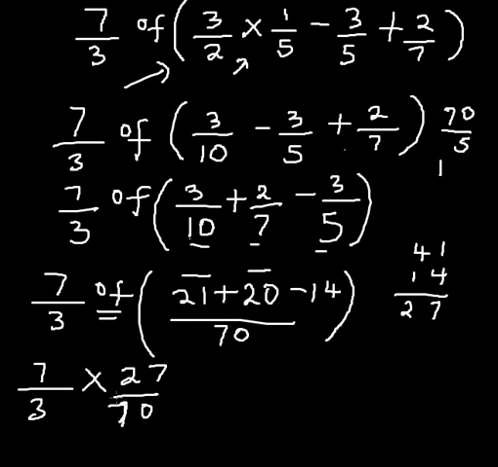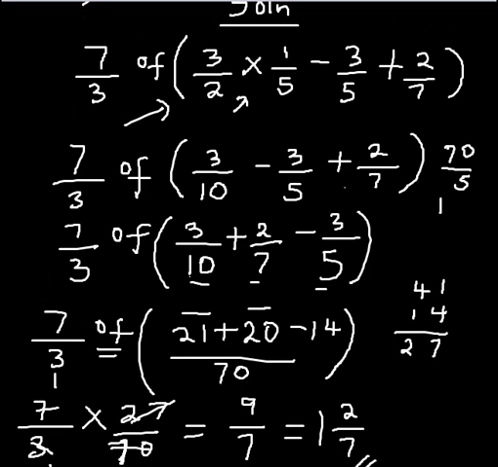Now everything has been reduced to multiplication, and I can break down. 7 divides itself, I have 1. 7 divides 70, I have 10. 3 divides itself, I have 1. 3 divides 27, I have 9. So I'm left with 9 all over 7. And 9 divided by 7 gives 1 remainder 2, so 1 and 2 all over 7. So that is how we apply Bodmas.